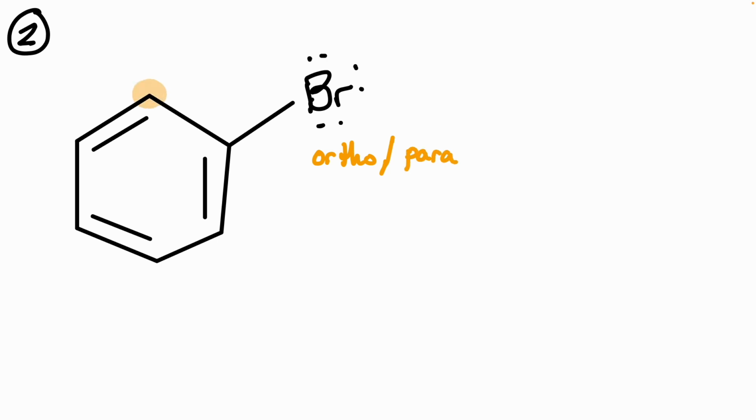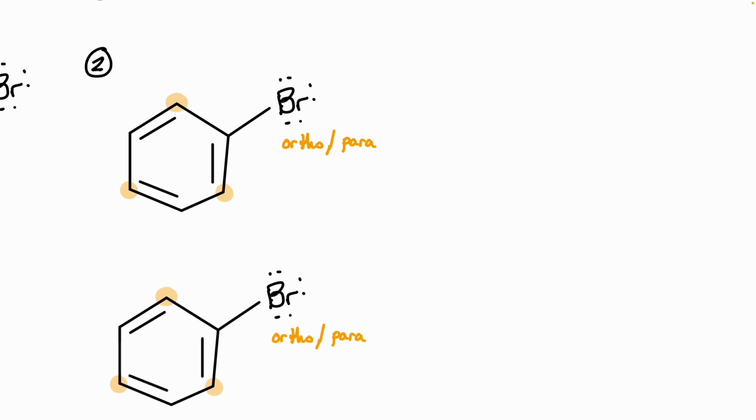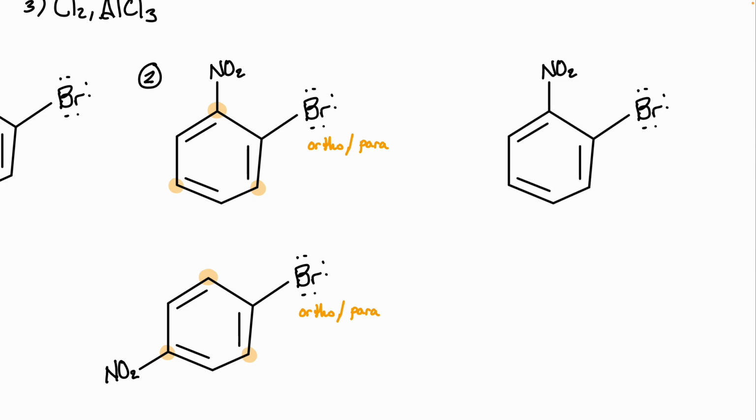So it wants to direct that incoming nitro group either to one of these ortho positions or to the para position. Depending on which one I choose, I would get a different product. So I'm going to have to draw both a nitro group on the ortho position and a nitro group on the para position. Then to do step 3 here, I'm going to have to start with my two products. Start with my ortho, and my para.